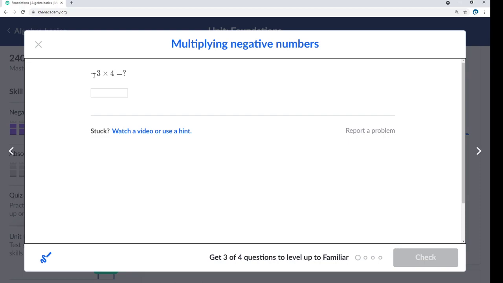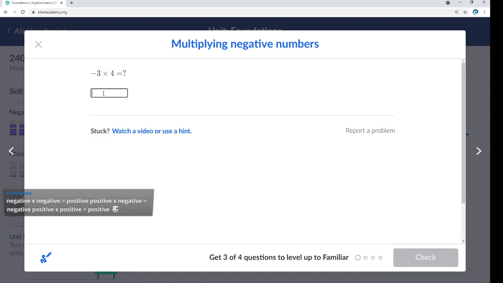So -3 times 4. Well, 3 times 4 is 12, right? So then this is a -12. I believe that it's -12. That did not go to the tune of "I Believe I Can Fly" at all. I tried.